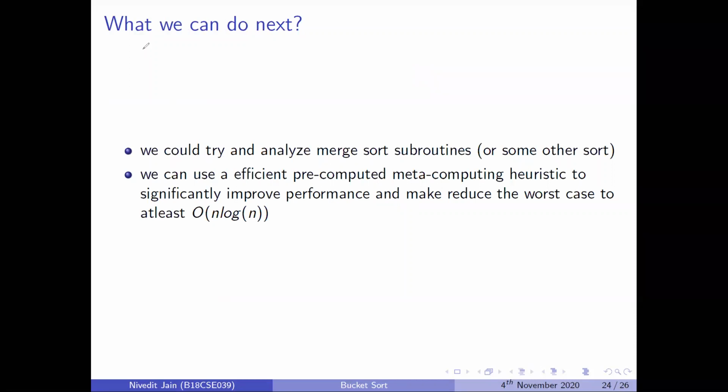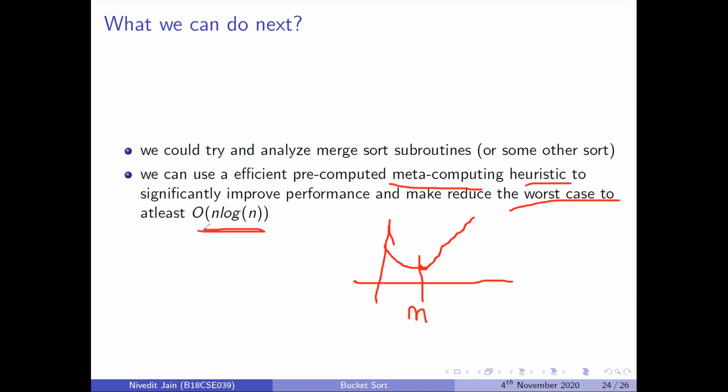So what we can do ahead is, we've tried insertion sort, but we can also try merge sort. We can also compute a meta-computing heuristic, which tells us when to take merge and when to take insertion. So there would be a certain number for each bin below which taking insertion is good, and above which taking merge would be good. We can do this, and this will also reduce our worst case complexity to O of n log n.